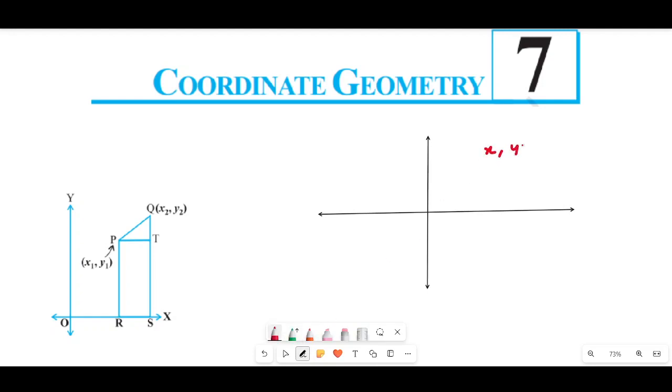This is the ordered pair, and x is known as abscissa. X coordinate is known as abscissa and y coordinate is known as ordinate.